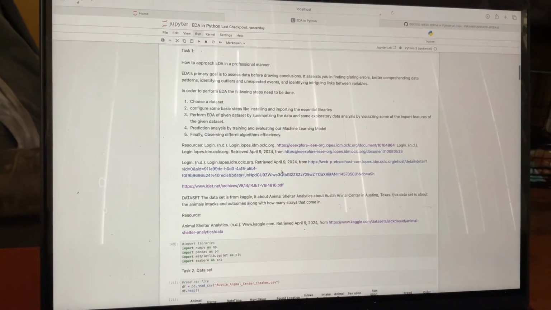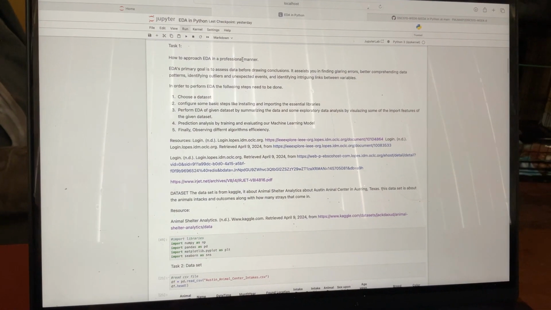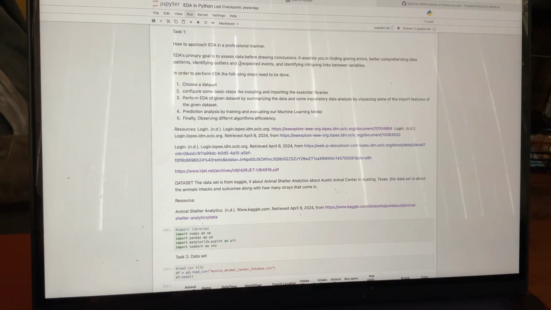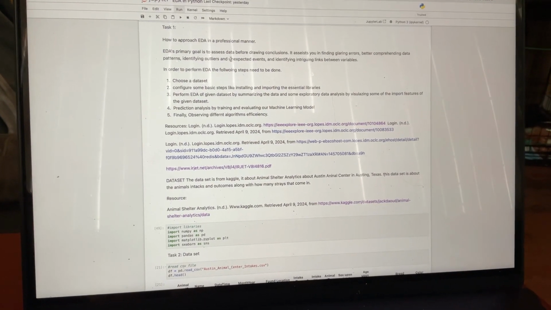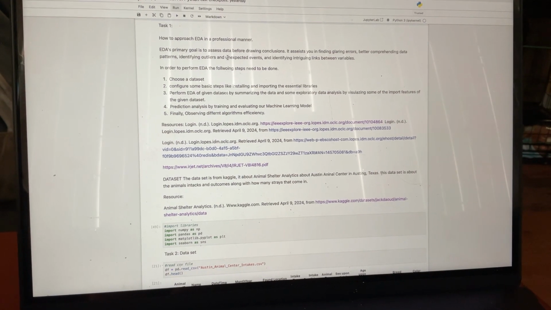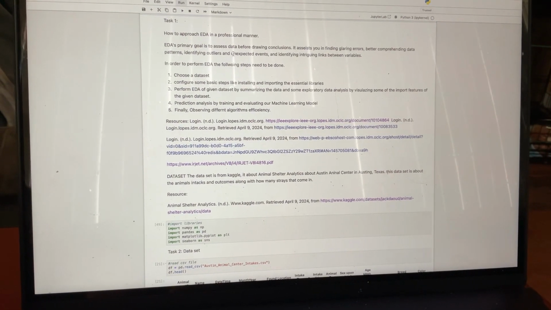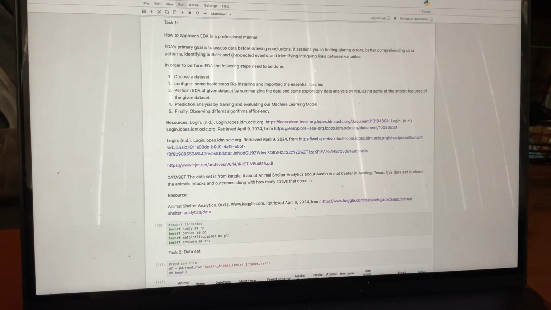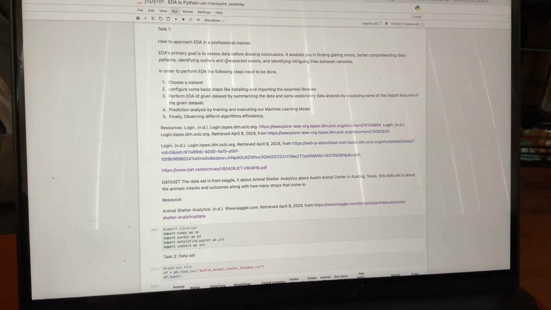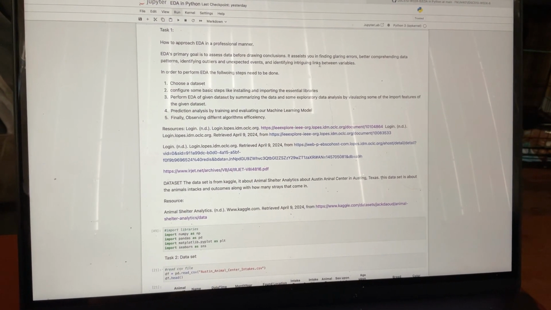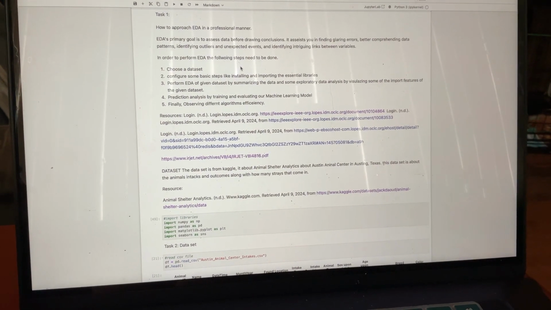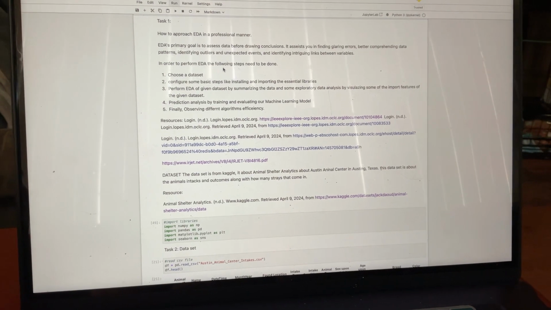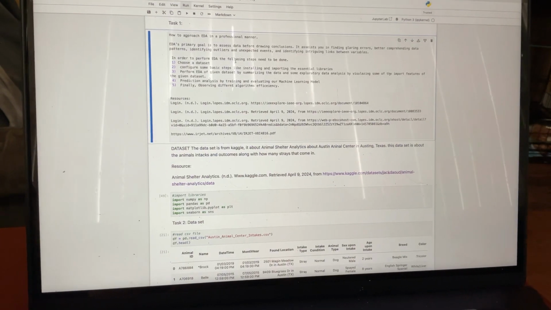So task 1, how to approach EDA in a professional manner. EDA's primary goal is to assess data before drawing conclusions, to find errors, better comprehend data patterns, identify outliers and unexpected events, and identify links between variables. In order to perform EDA, the following steps need to be done. The first step is to choose a data set.